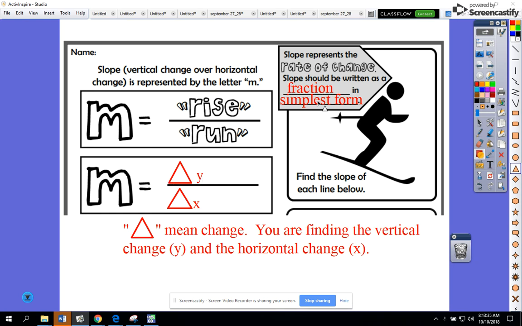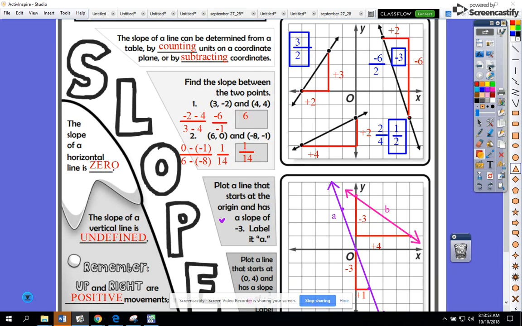And what you want to make sure is that your slope should be written as a fraction in simplest form. So if that means that you have a fraction that reduces to a whole number, you want to write the whole number, not a fraction with a denominator. All right, and anytime you can stop these notes and record it.